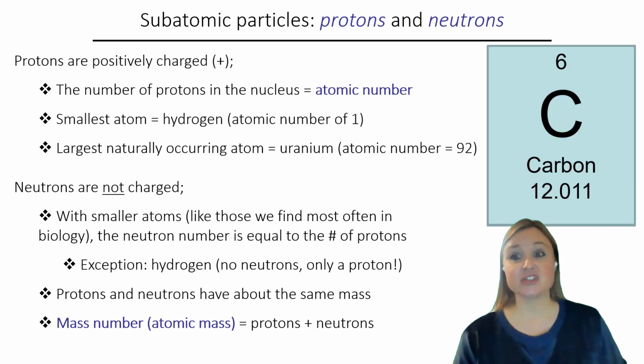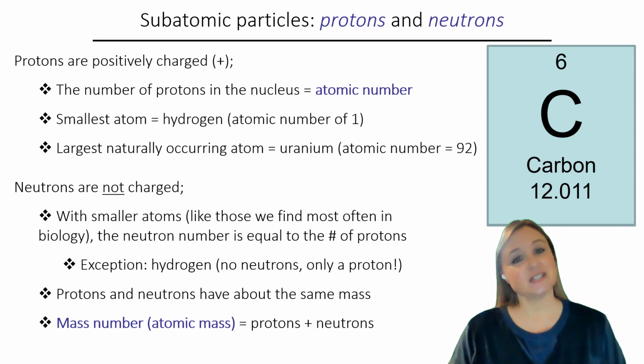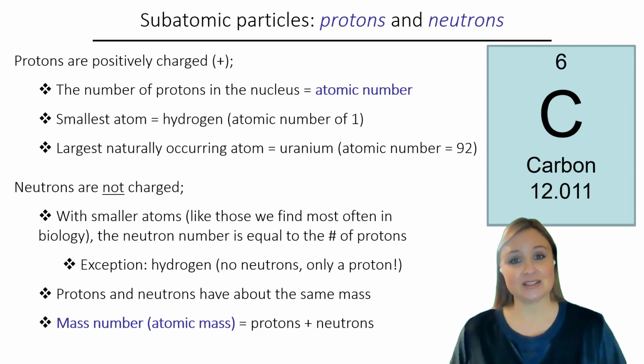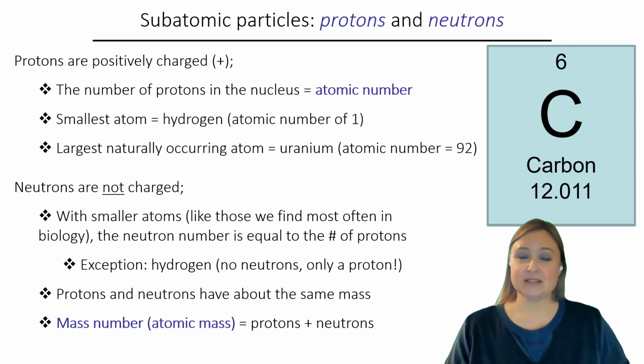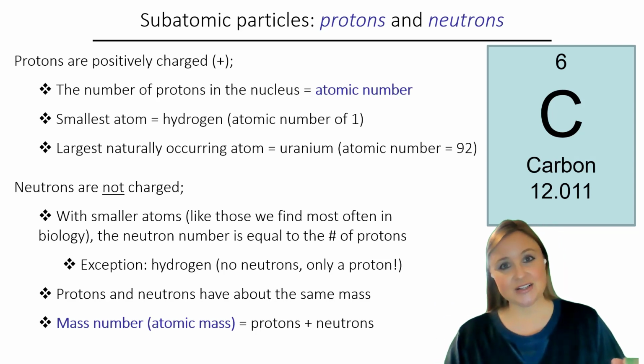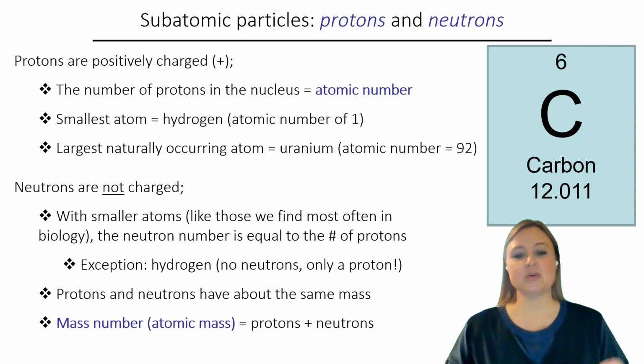Let's look at another one. Here's carbon, right? Carbon, the abbreviation is C. And carbon has an atomic number of 6. So it has 6 protons. 6 protons, thus it has 6 neutrons. So 6 plus 6 equals 12. 12 is the atomic mass.